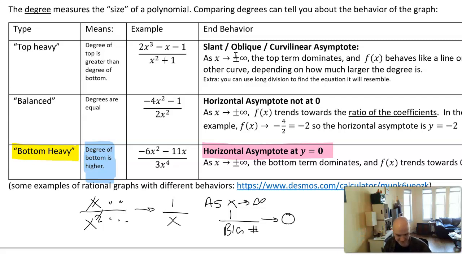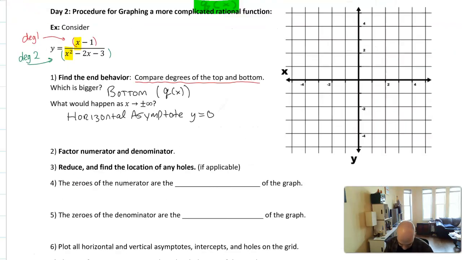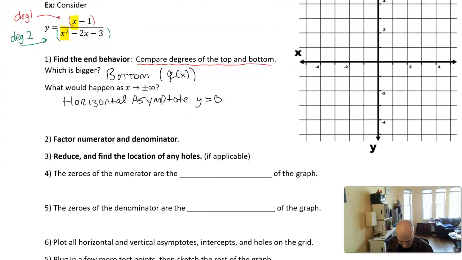We'll come back to the test and talk about the other two options, but I want to go back to the polynomial we were graphing. We now know it's bottom-heavy, horizontal asymptote at y equals 0. So I've compared the degrees. I decided that the bottom had a higher degree. I looked at the test and confirmed that the test says I should have a horizontal asymptote at y equals 0, which I can plot on the graph, and I will in a second.